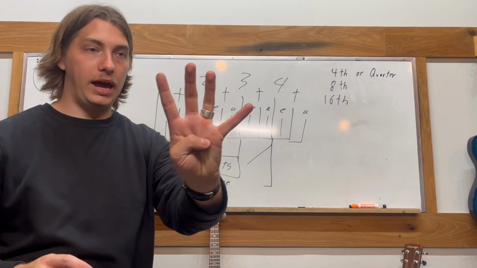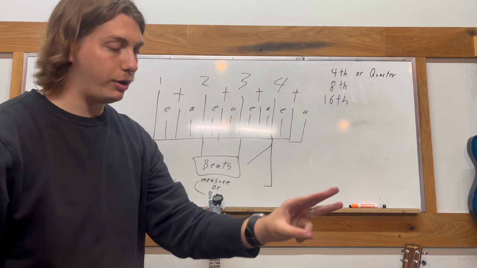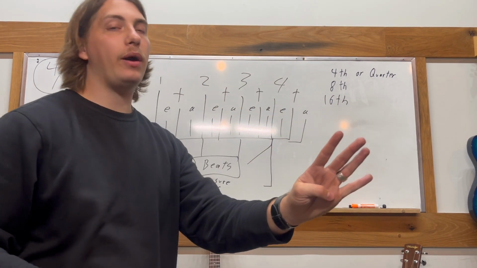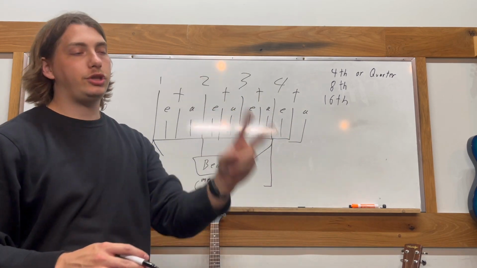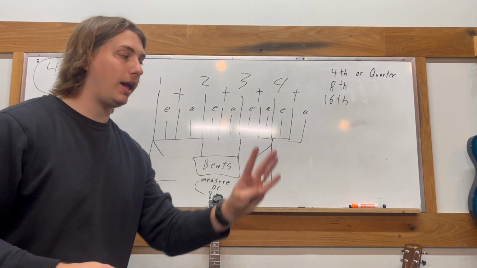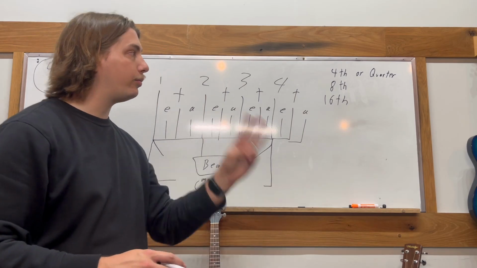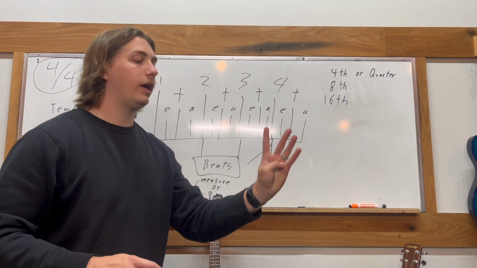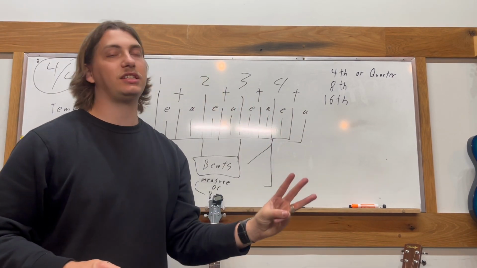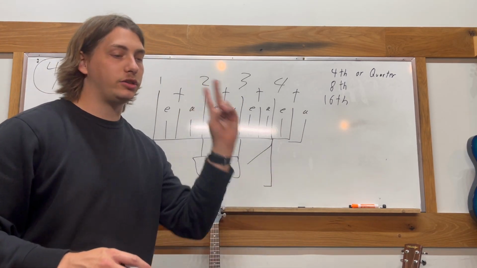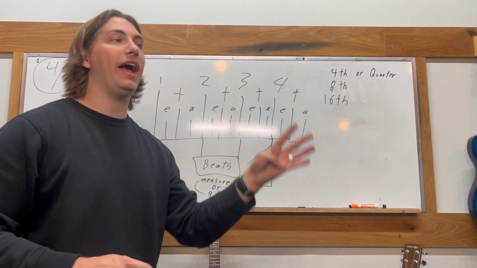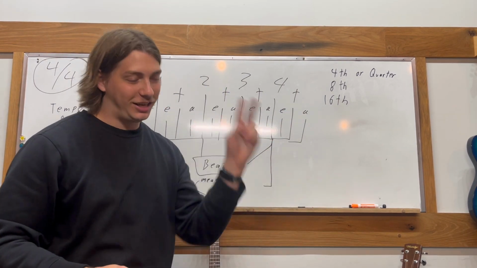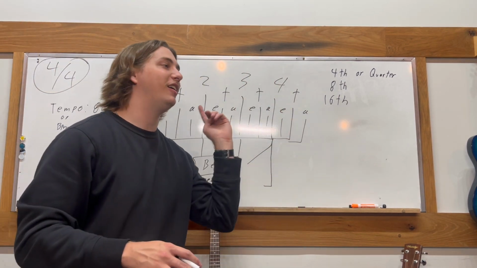So let's count fourth notes, okay? 1, 2, 3, 4. Again, 1, 2, 3, 4. Now eighth notes. Ready? 1 and 2 and 3 and 4 and 1 and 2 and 3 and 4 and, again. 16th notes. Ready? 1 E and 2 E and 3 E and 4 E and 1 E and 2 E and 3 E and 4 E and.